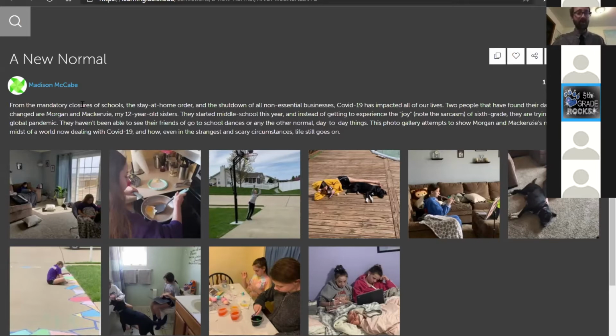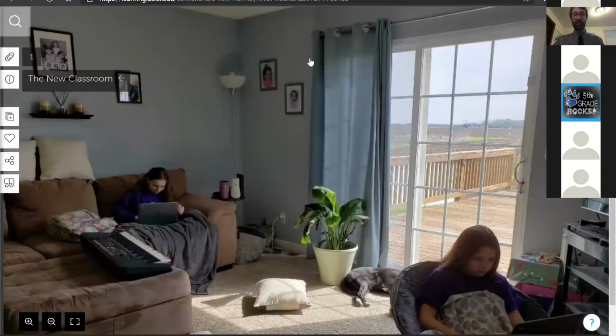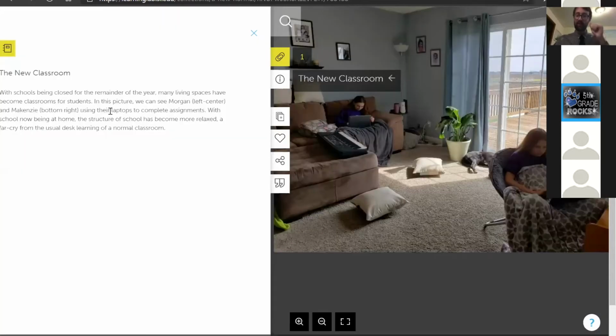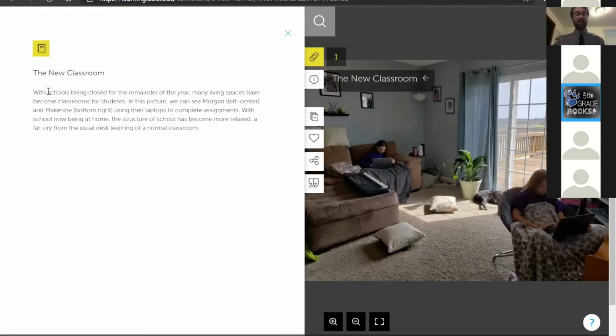So in this project here called A New Normal, you can see that this student has written a gallery explanation talking about what is going on in the greater context around these pictures. And then the student just took pictures around her home. If you click on any of these pictures, it brings it to full view. And you can see here what's happening in this image. And then you click off to the side and you can read what the student is saying about that image. So this was the student's way of telling this story, what life is like at home during a pandemic.